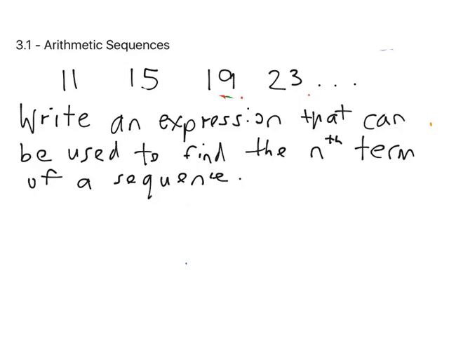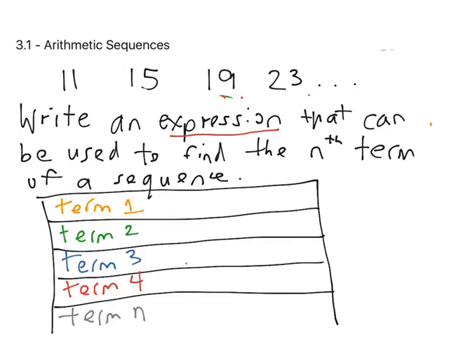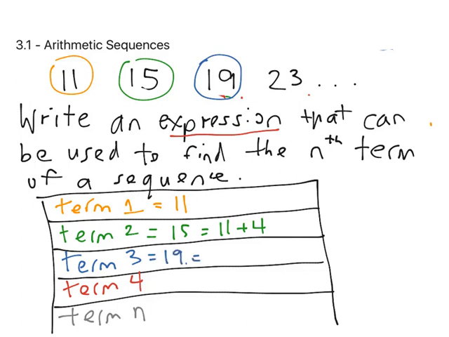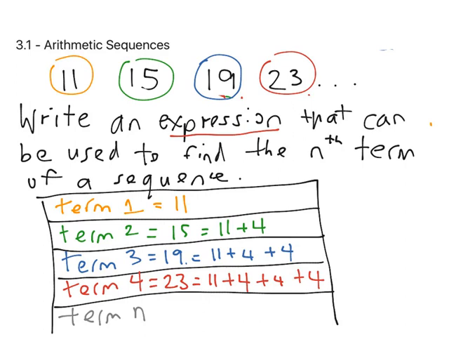Next, write an expression that can be used to find the nth term of a sequence. Expression here means formula, like something that you can use to find any term. Nth term just means any term. Okay. Term 1 is right here, 11. Term 2 is 15. How do we get that? That's 11 plus 4. Term 3 is 19. That's 11 plus 4 plus 4 again. 23, that's term 4. That's 11 plus 4 plus 4 plus 4.